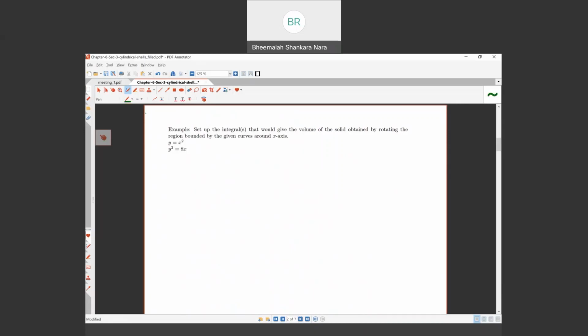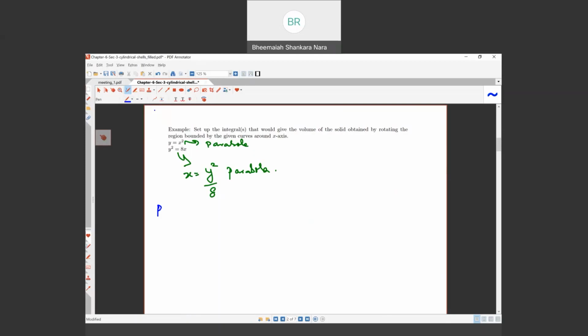The first curve is a parabola, open upwards. And the second one is also a parabola. You can rewrite this as x equal to y squared divided by 8, which is again a parabola. So first, let's find the point of intersection to see where these parabolic curves meet.